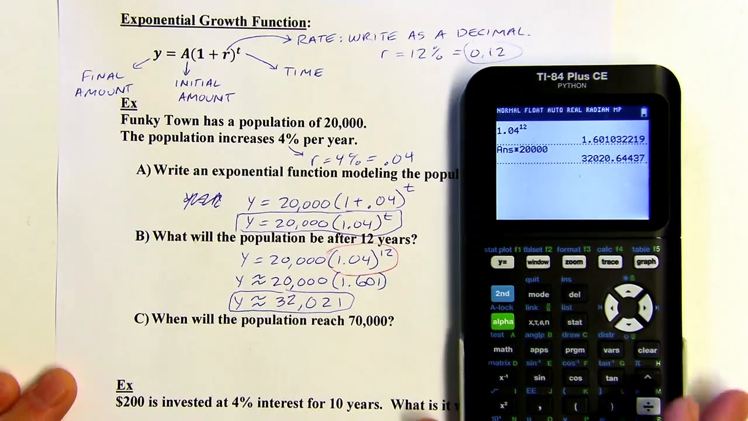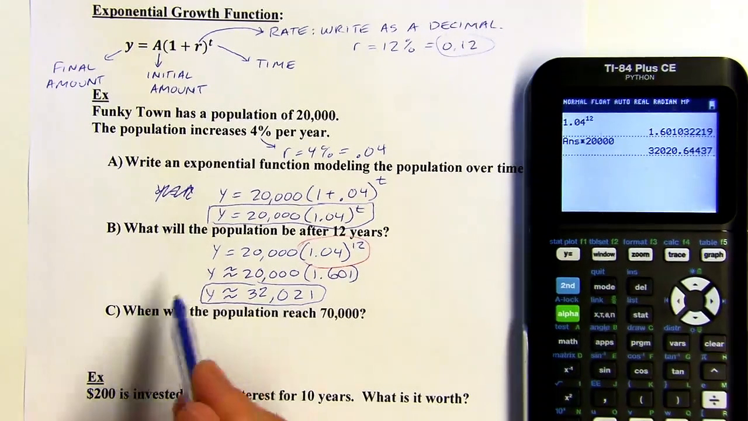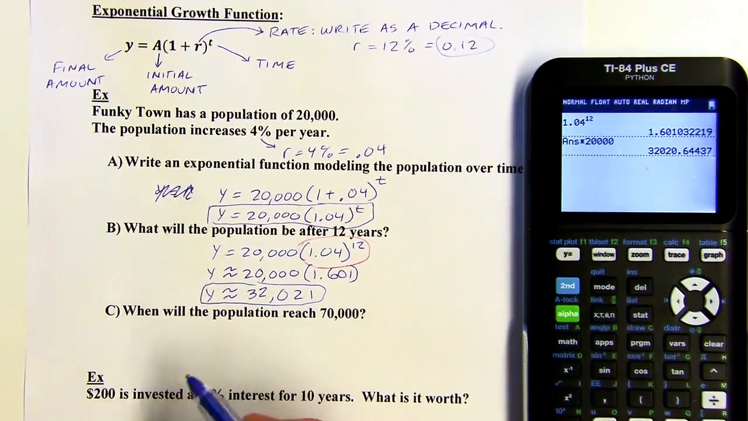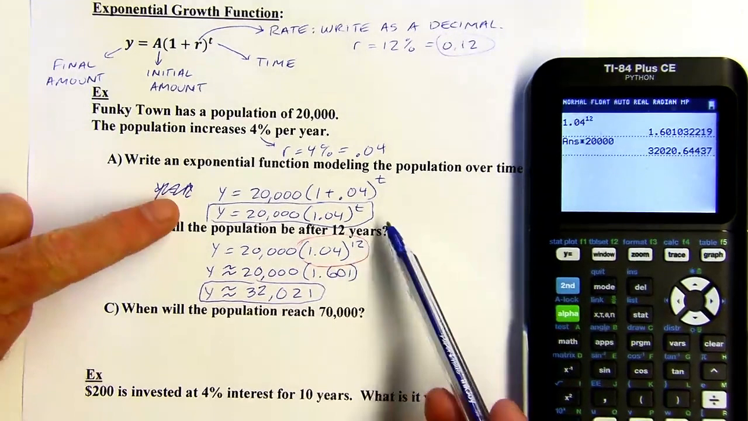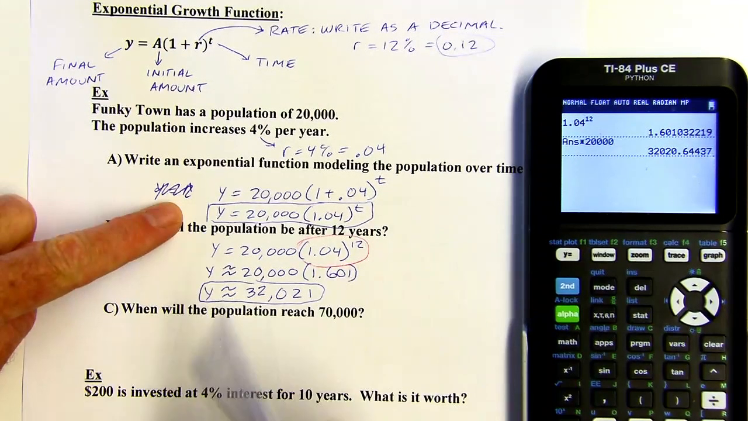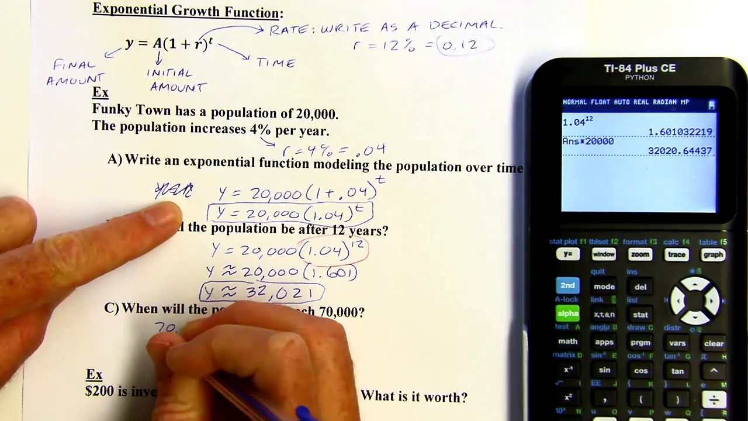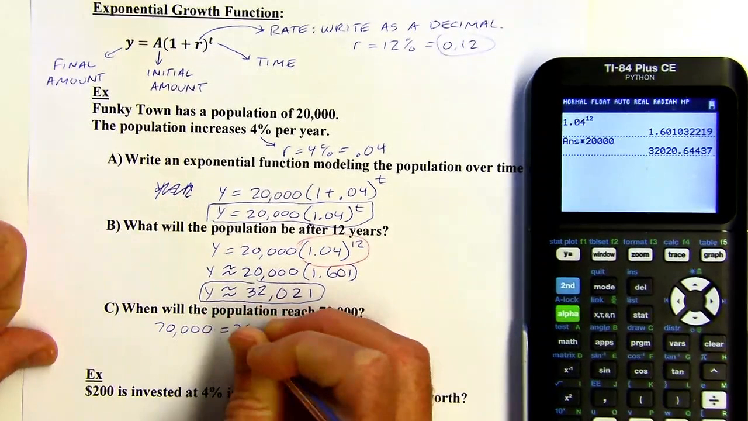All right. So for the next part, it says, when will the population reach 70,000? So I'm taking the same equation that I wrote in the first part, but the 70,000 is going to be the final amount. So I'm going to plug in 70,000 for the final amount here.